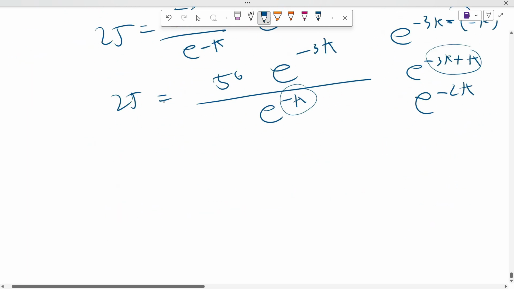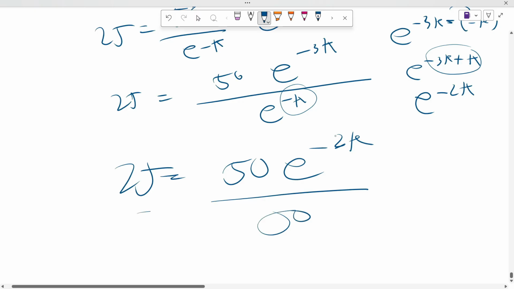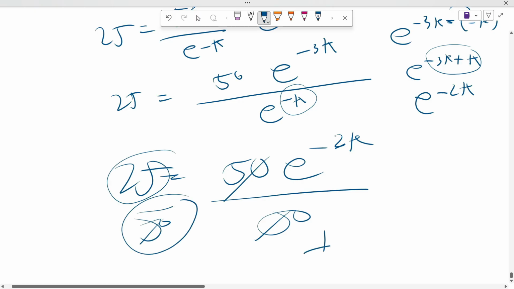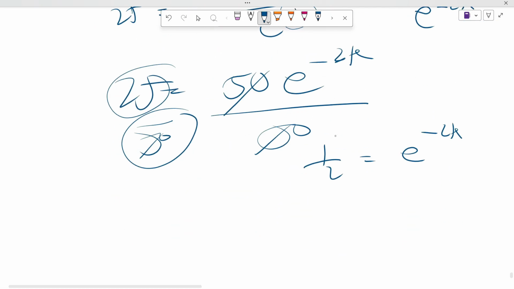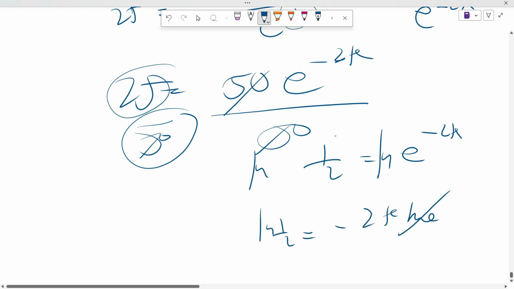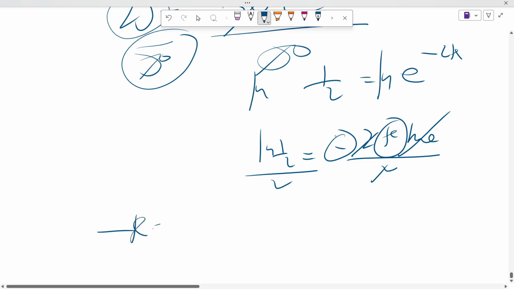So, 25 equals 50 e raised to negative 2k. Divide by 50, guys. Cancel, cancel. 25 divided by 50 is one half, equals e raised to negative 2k. Take ln of both sides: ln of one half equals negative 2k ln of e. Divide by 2, guys. Cancel, cancel. What's left is negative k, which equals ln of one half all over 2.